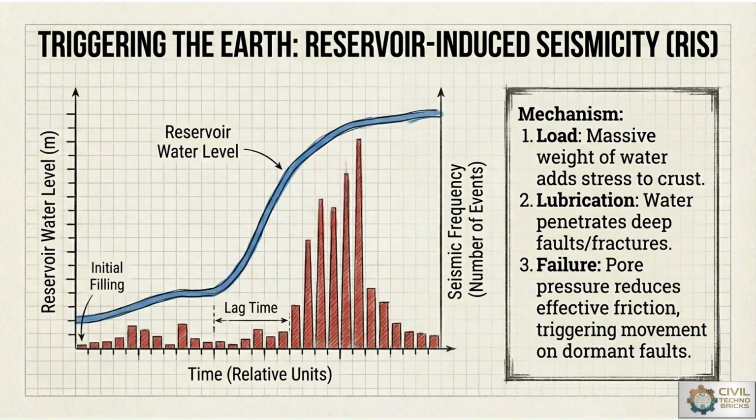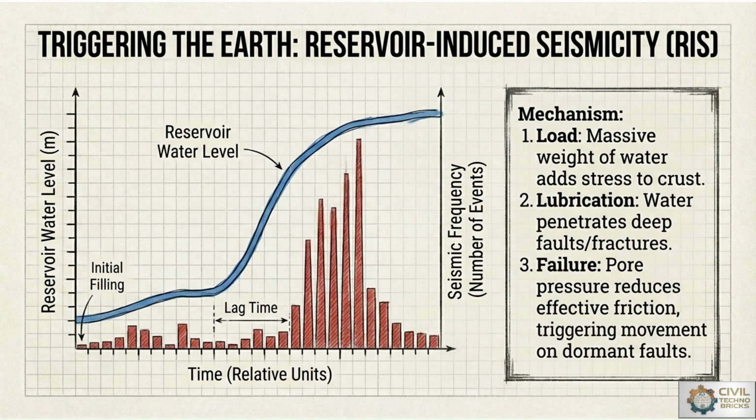Load, lubrication, failure. In the graphical representation, time in relative units is on the x-axis, whereas reservoir water level is in meters. The graph shows the initial filling near zero, then the reservoir water level, and at the end the seismic frequency, where the number of events are marked with reference to the lag time shown. The initial filling increases moderately, but at one point it increases suddenly, where the water level of the reservoir is at the top.